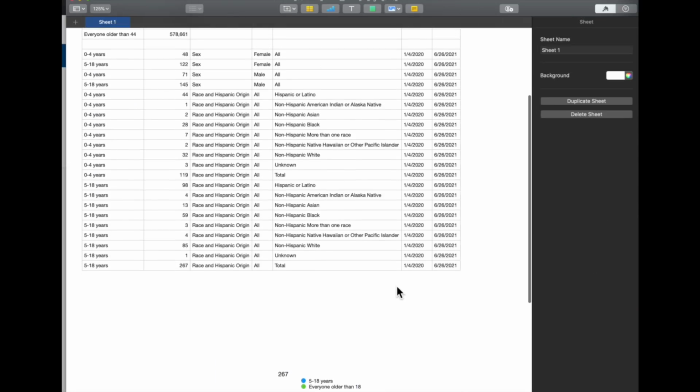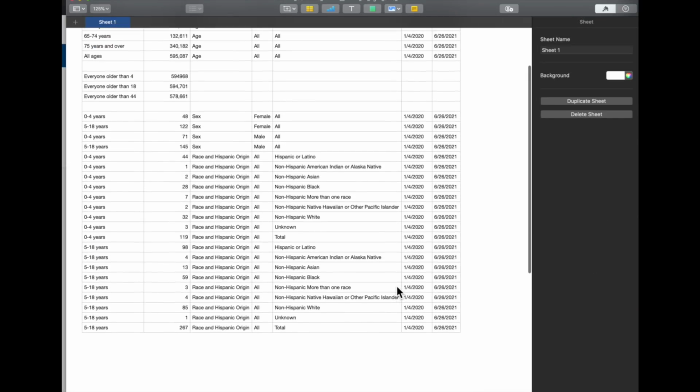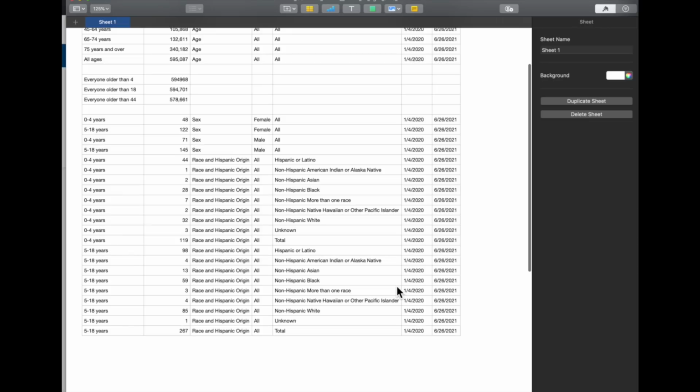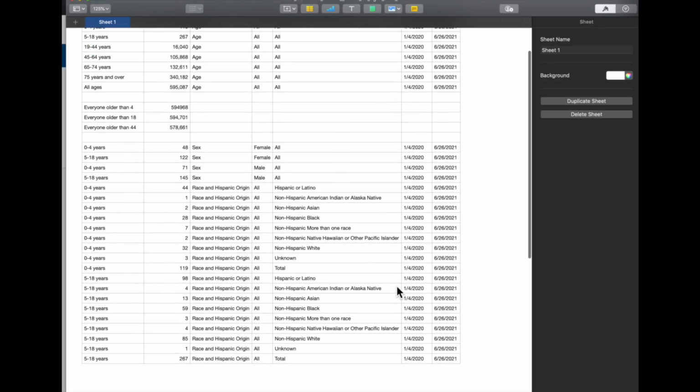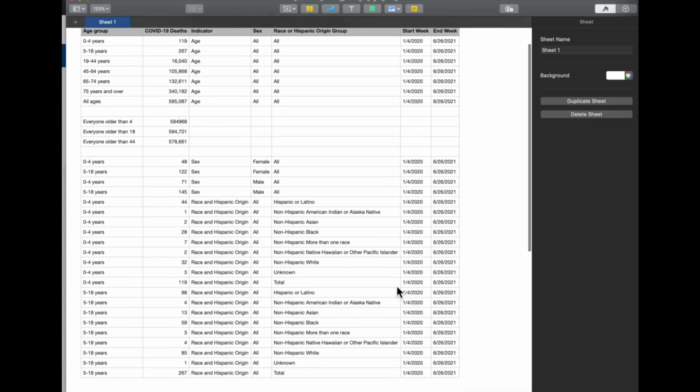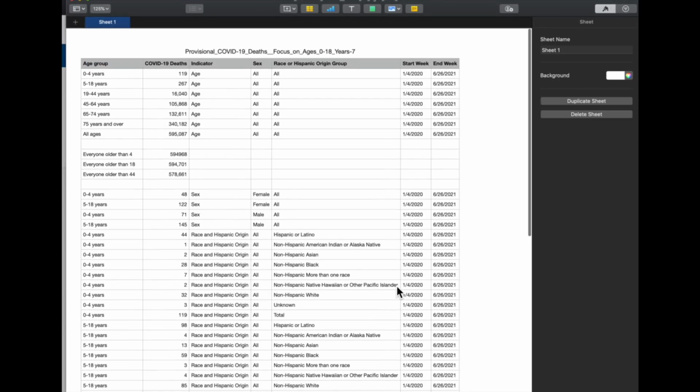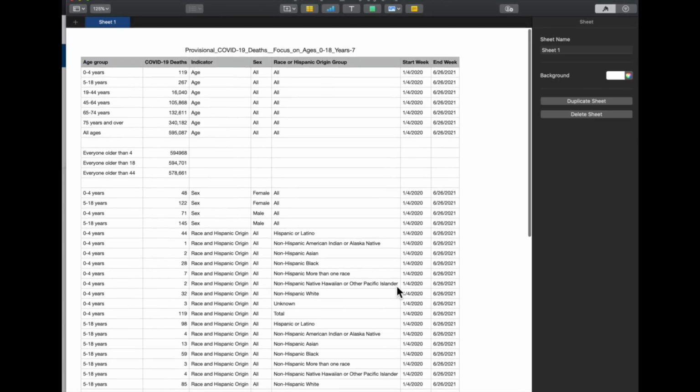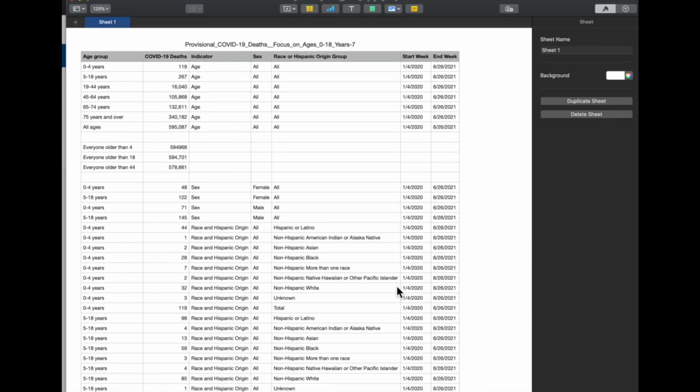Okay. Now, what else do we see here? We see that they give us sex, and there's not a whole lot more detail beyond the 0 to 18. So for all intents and purposes, this kind of solves.